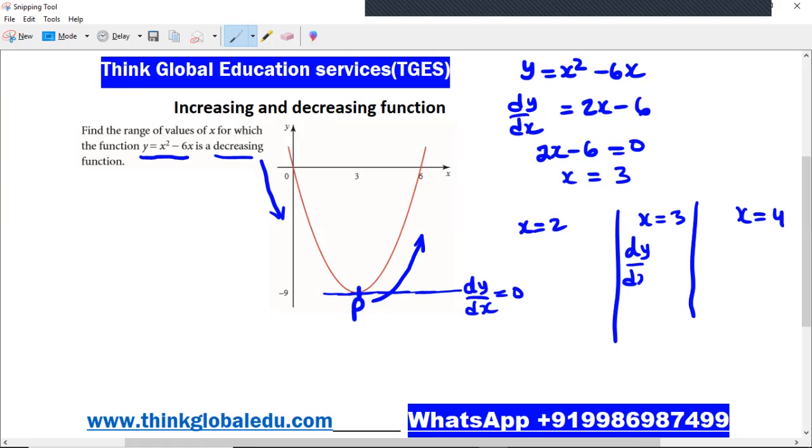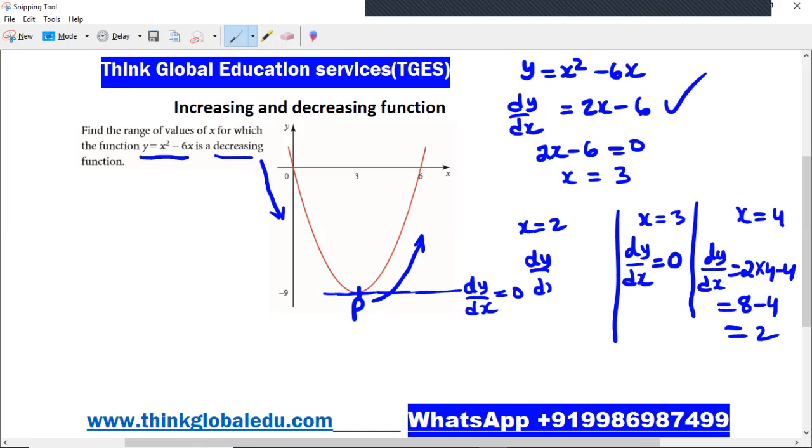dy by dx at x equals 3: if you substitute here, the value would be 0. If you substitute x equals 4 in dy by dx, it is 2 times 4 minus 6. That is 8 minus 6, that is 2. And if you substitute x equals 2, dy by dx would be 2 times 2 minus 6. That is 4 minus 6, which is negative 2.